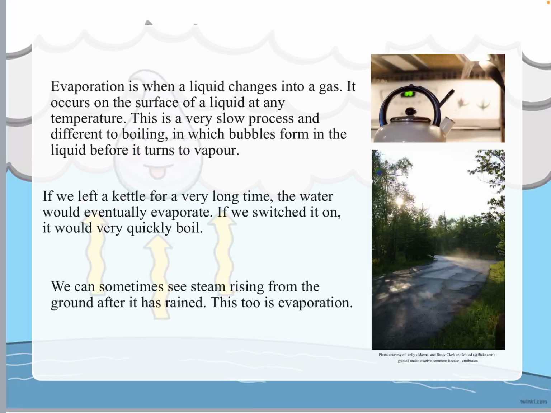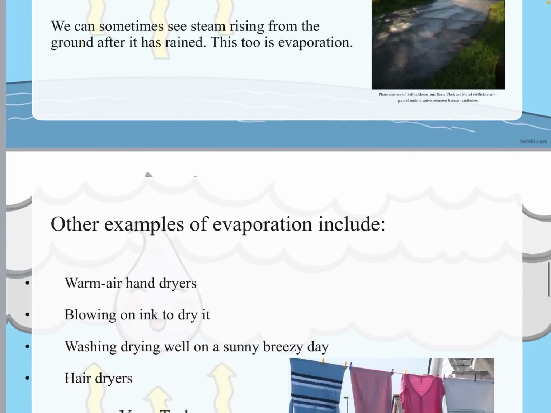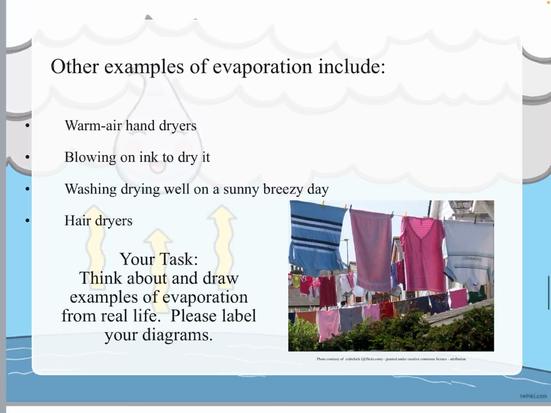We can sometimes see the steam rising from the ground after it has rained. This too is evaporation. Other examples of evaporation from real life: if you use a hand dryer to dry your hands, the warm air makes the water evaporate from your hands much more quickly. Sometimes people blow on ink or paint to make it dry. Washing drying on a sunny breezy day, a hair dryer.